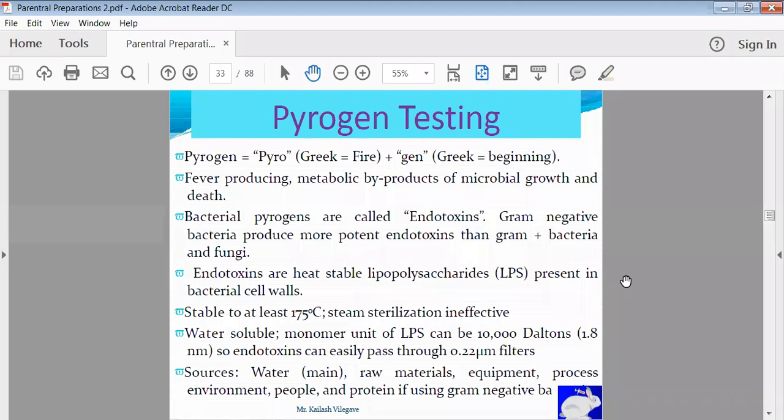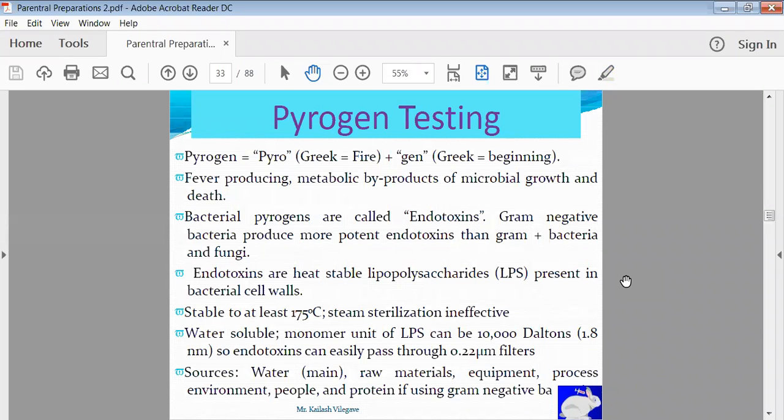Pyrogen testing means checking for the presence of pyrogen in your prepared parenteral product. The presence of pyrogen is dangerous for human beings, because pyrogens can cause hazardous effects like increased temperature, as well as several other types of problems. That's why we have to check for the presence of pyrogen.